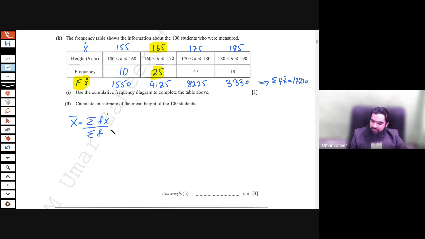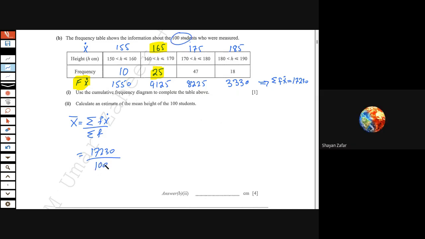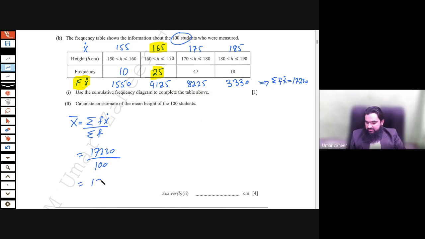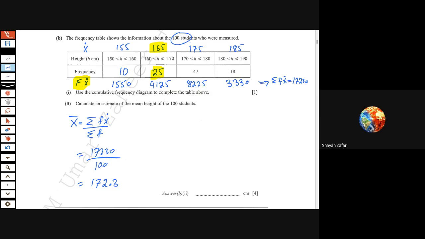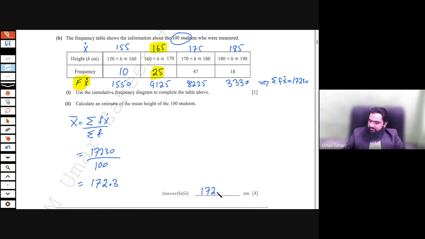17,230 divided by the total frequency. The total frequency is already given, that is 100. So it is 172.3. 172.3 is your estimated mean. Yes, it is clear.